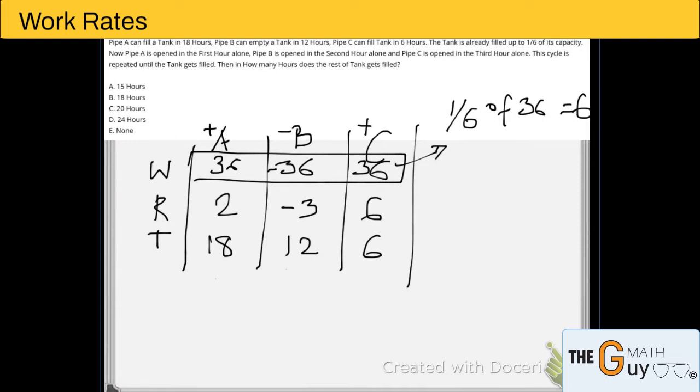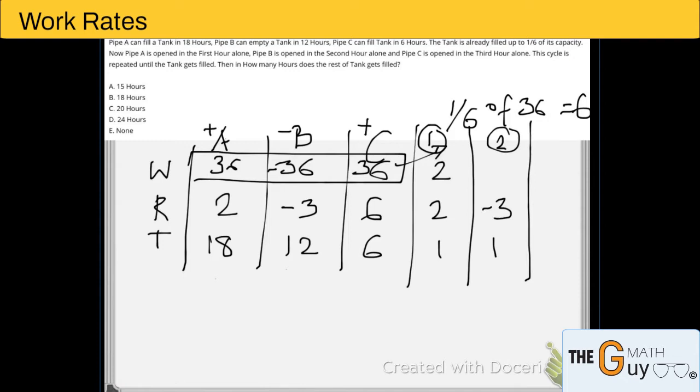So 6 units are already filled. Now pipe A is opened in the first hour alone. So for the first hour, I'm going to write time as 1 hour. I know the speed of A is 2, so work done will be 2 units. Pipe B is open for the second hour: 1 hour, speed -3, so the work done is -3. Then for the third hour, pipe C is open for 1 hour, where the speed is 6, so work done would be 6. And this cycle is repeated until the tank gets filled.